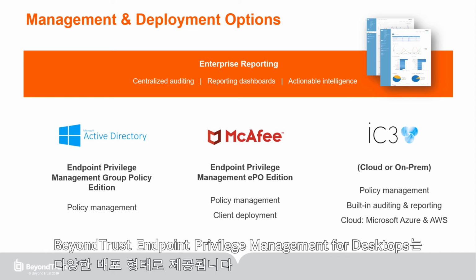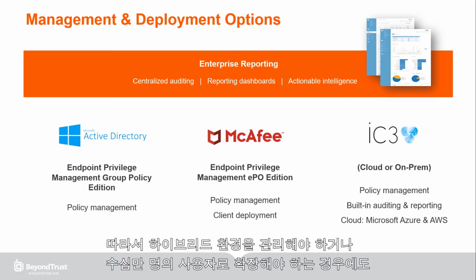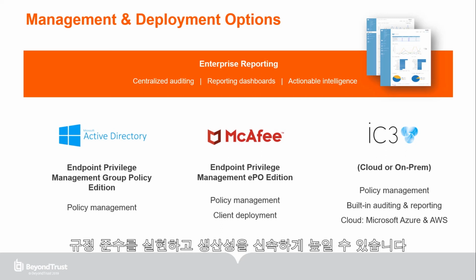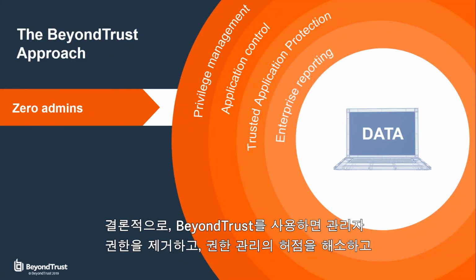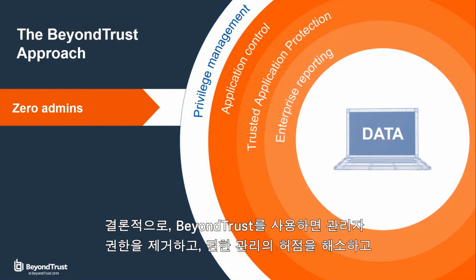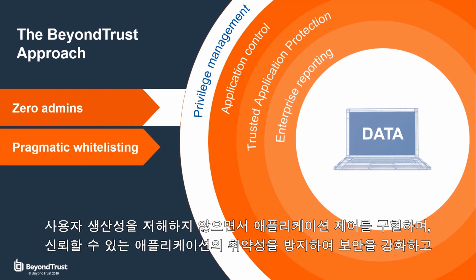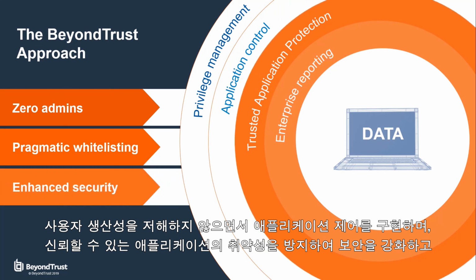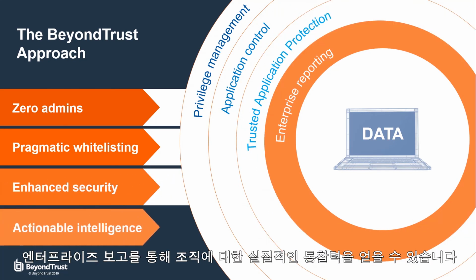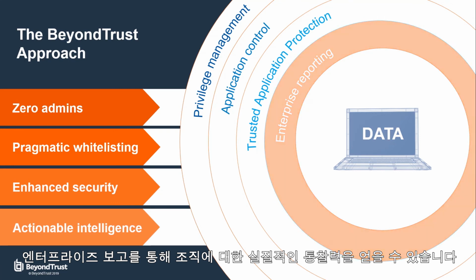BeyondTrust Endpoint Privilege Management for desktops comes in a variety of deployments. So whether you need to manage a hybrid environment or need to scale to hundreds of thousands of seats, you'll be able to achieve compliance and improve productivity quickly. In conclusion, with BeyondTrust, you'll be able to eliminate admin rights, closing gaps in privilege management, implement application control without hindering user productivity, enhance security by stopping vulnerabilities between trusted applications, and gain actionable insight into your organization with enterprise reporting.